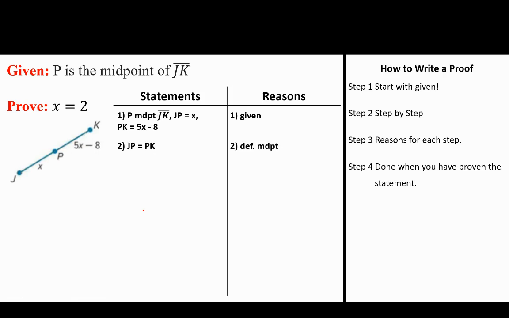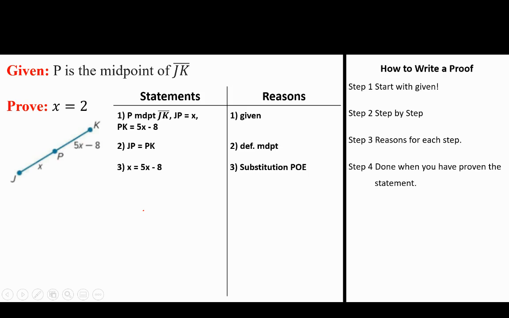Now, from there, what do I know about JP? I know JP equals X. And what do I know about PK? Well, I know PK equals 5X minus 8. So using a little substitution, I can say that X, which I substituted in for JP, equals 5X minus 8, which I substituted in for PK. The reason why? Substitution property of equality.